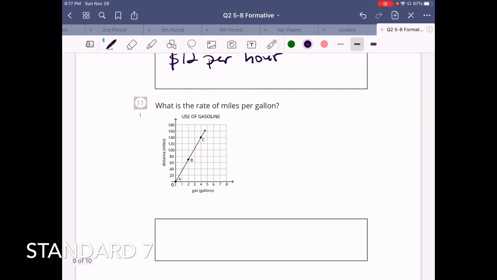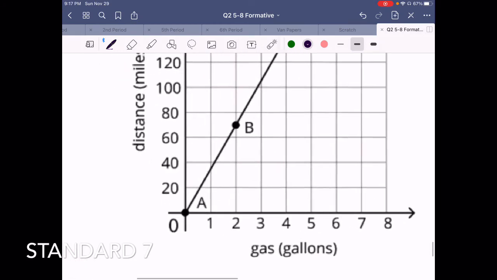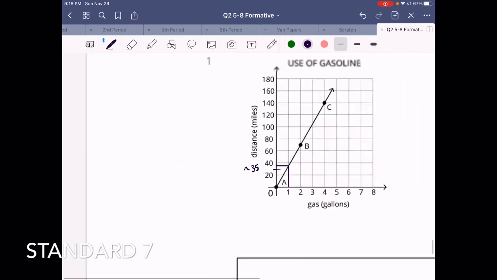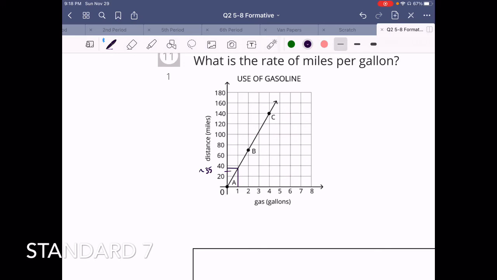All right, what is the rate of miles per gallon? Okay, so if we just go here and we start at 1, I'm going to go straight up. Oh, let's just make this a little thinner. Straight up. All right, and I'm going to go straight over. I'm going to guess that that's about 30. So my answer looks like about 35, right?